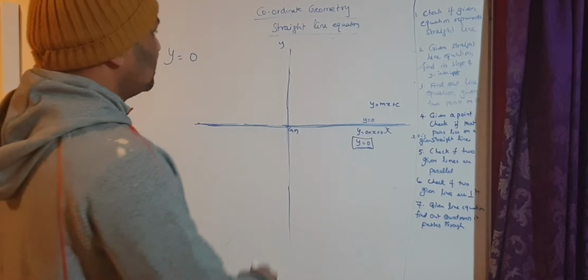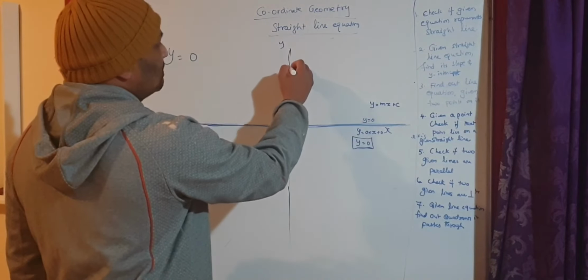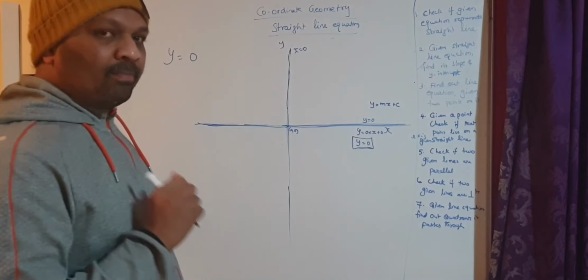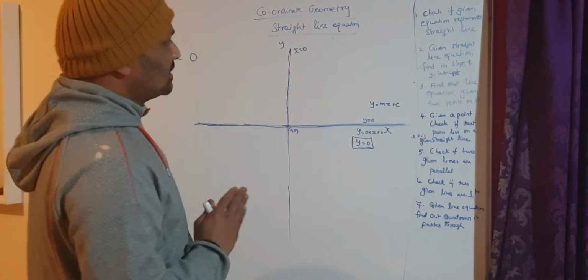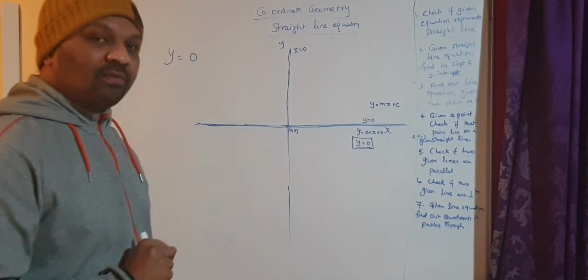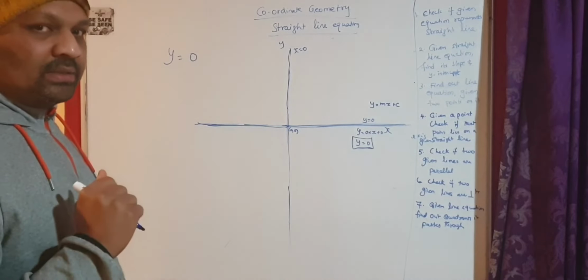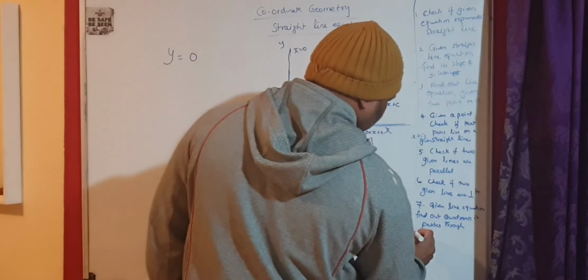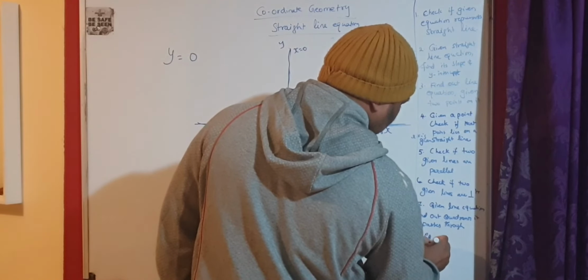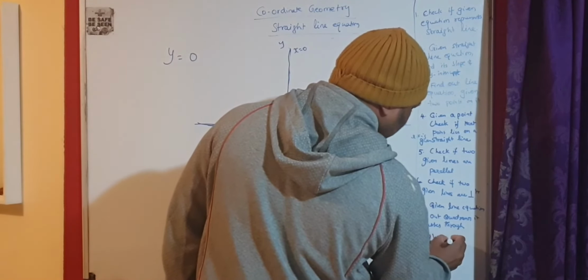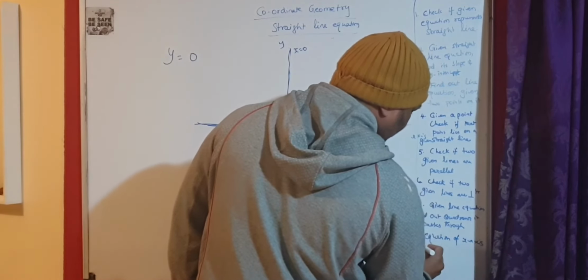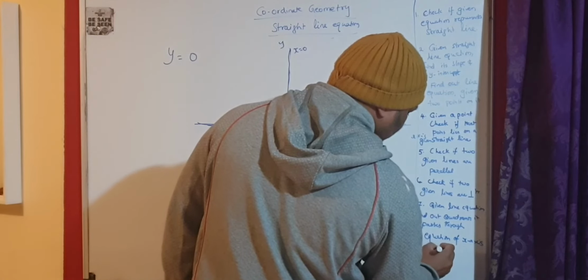Similarly, the line equation of the y-axis is x = 0. Remember, the line equation of the y-axis is x = 0, and the line equation of the x-axis is y = 0. These are the two things that we learned here: the equation of the x-axis and the equation of the y-axis.